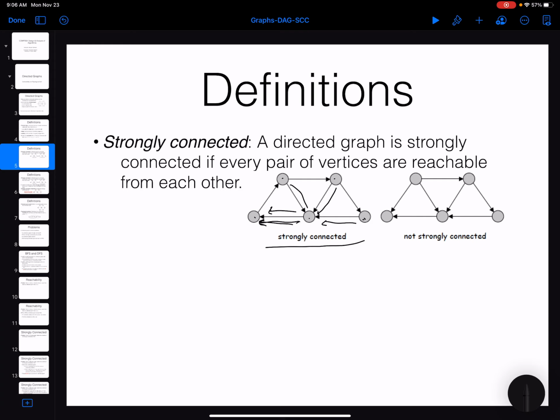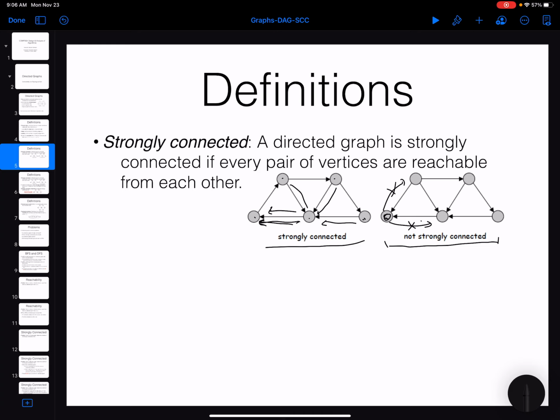But this graph is not strongly connected, although it has the same number of edges, because from this node you cannot access this node or this node. Anyway, if just two of them are not reachable from each other, that's enough to say that it is not strongly connected.